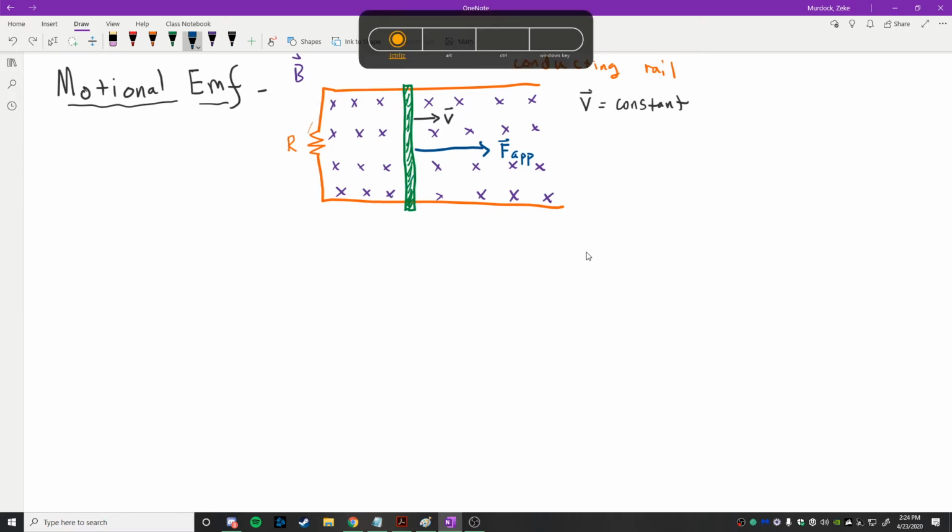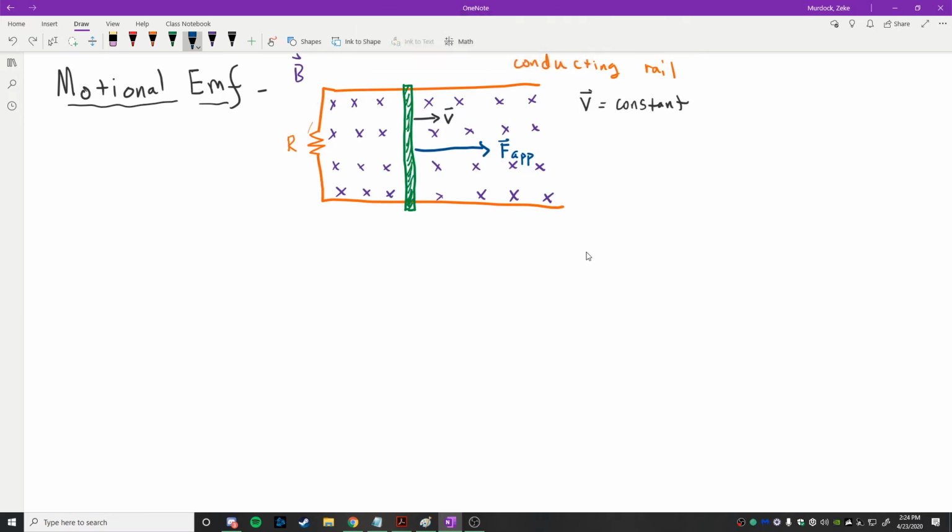What's going to happen in that loop of wire whenever I pull this rod to the right? Assuming that these are all electrical contacts right here, and it forms this nice closed loop. What's going to happen inside of that wire right there, according to Faraday's law? Yeah, and why do we have a current flow in this case?